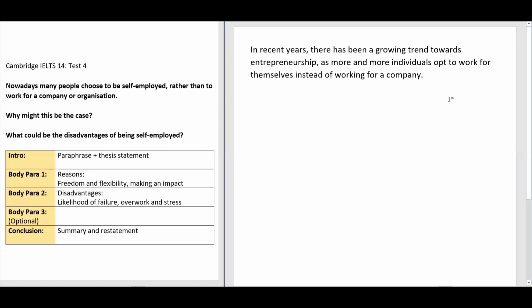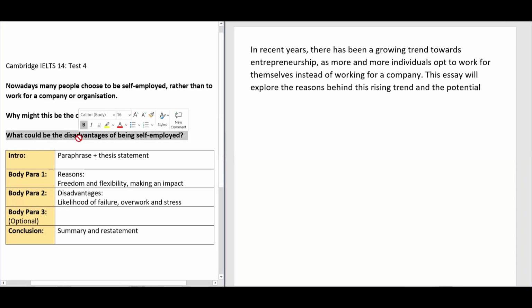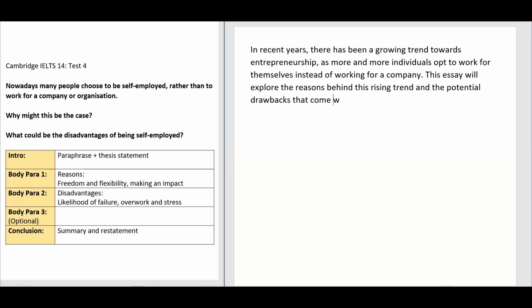Now we're going to write the thesis statement. This essay will explore the reasons behind this rising trend and the potential disadvantages. Now, we don't want to copy the exact word mentioned in the prompt. So instead of writing disadvantages, we can write something else, such as demerits or drawbacks. Potential drawbacks that come with it. Okay, our introductory paragraph is ready.